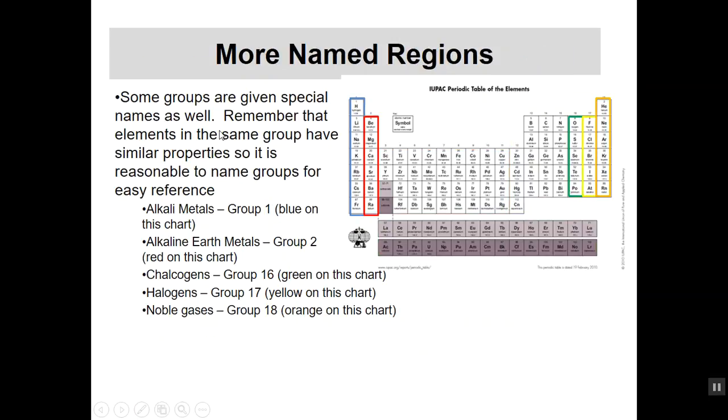And a few more named regions to look at. We have some specific ones. If you look at this group here, the blue ones in here, those are called the alkali metals. Hydrogen is really not an alkali metal. I shouldn't have put that box on there. It should be lithium, sodium, all the way. Hydrogen's kind of schizophrenic. It can go either way. It can be a metal or a non-metal.